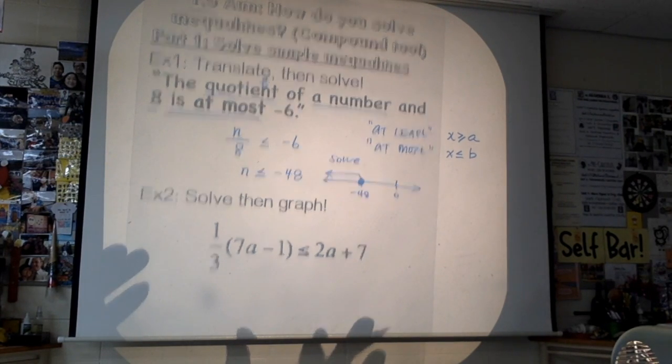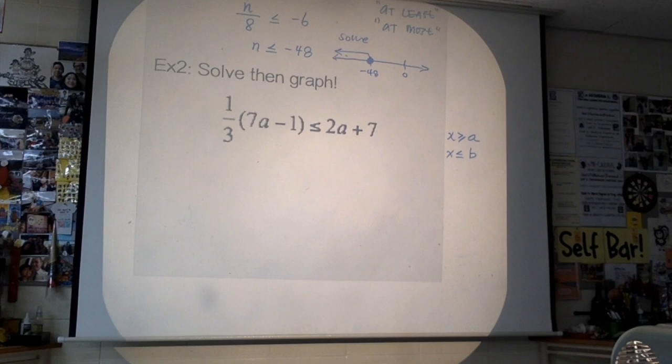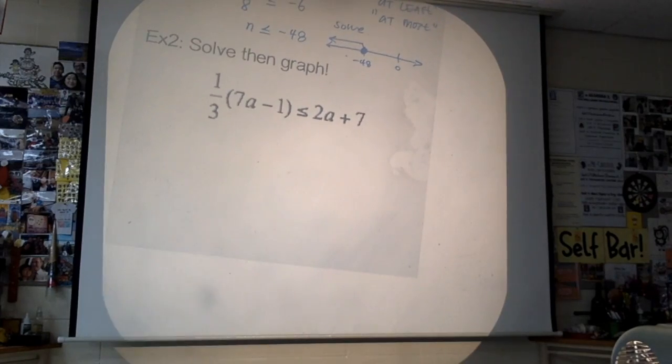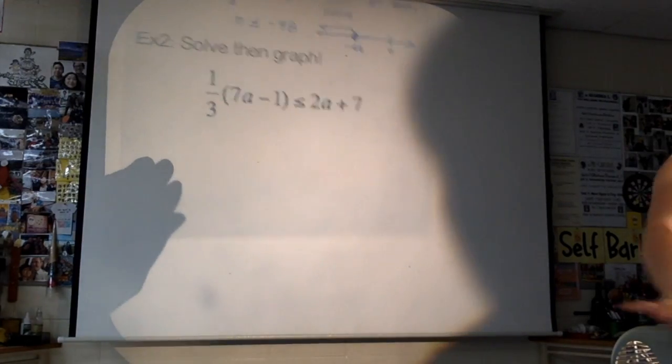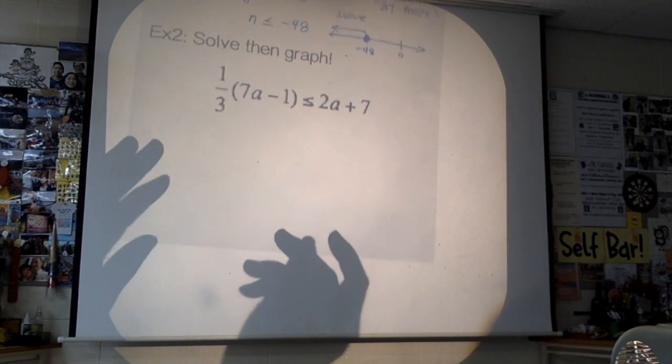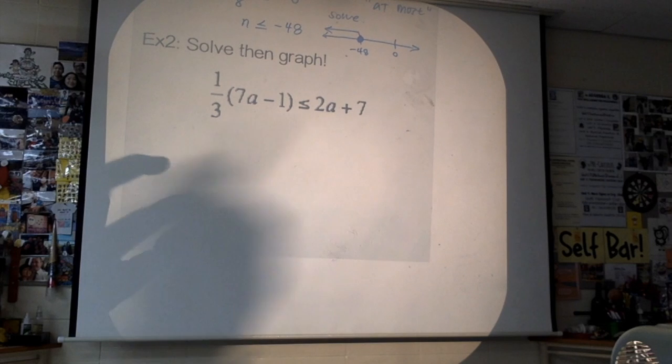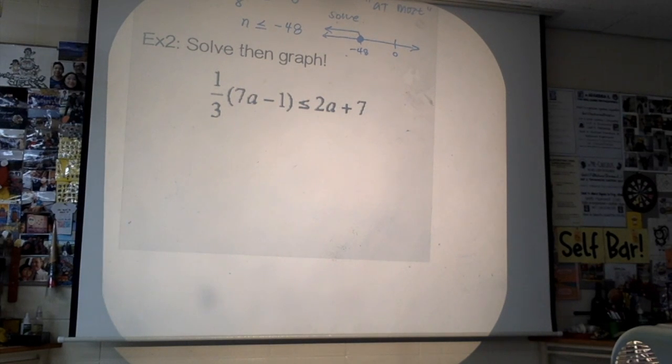All right, let's go on. Solve, then graph. Keeping in mind, with solving, you just solve like an equation, except what's the one thing that you must keep in mind? Always, when you're dividing or multiplying by a negative, at your final step, you have to flip the inequality. Please write that down. Always at the final step, if you're multiplying or dividing by a negative, you must flip the inequality.